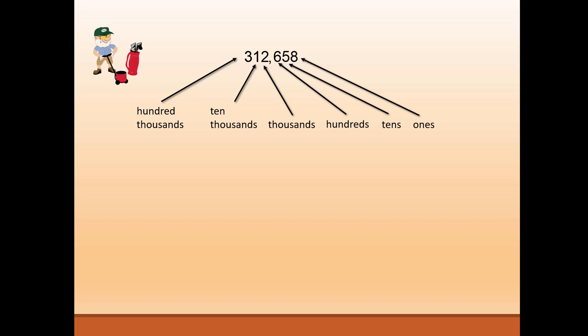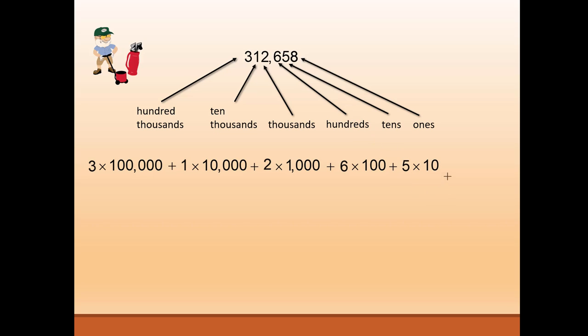So let's write it now in expanded form. That means we're going to take the number 3 and multiply it by 100,000. That's the period and place that it's in. We're going to take a look at multiplying 1 times 10,000. We'll multiply 2 times 1,000 because it's in the thousands place. We'll multiply 6 times 100. We'll multiply 5 times 10. And last, we'll multiply 8 times 1.